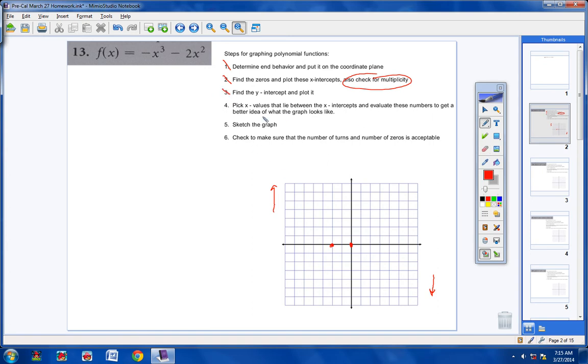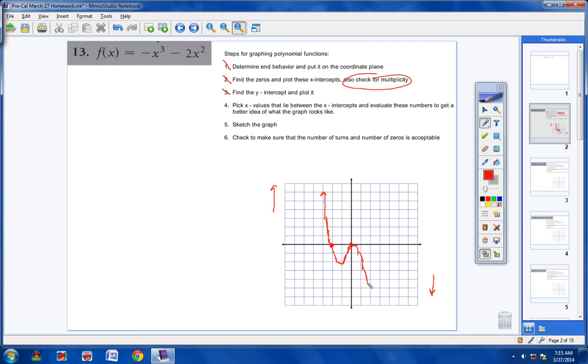Now, before I start picking x values in between the x-intercepts, let's first of all just use a little bit of common sense here, okay? I know the graph has to go up this way to the left. I know it has to hit here. Let's see if that makes sense. It's probably going to hit here, and then it's probably going to come back up somewhere, and this is tangent right here, so it's going to hit here and then start coming back down again.